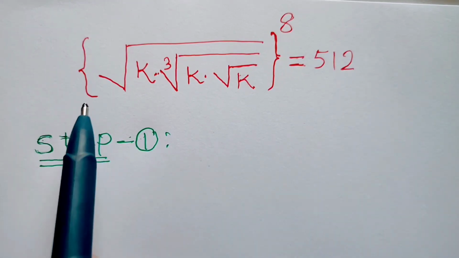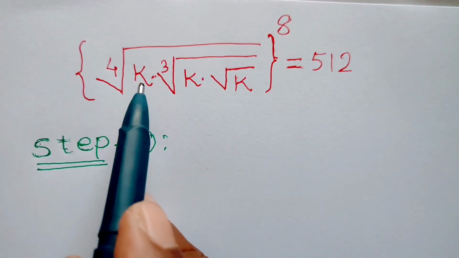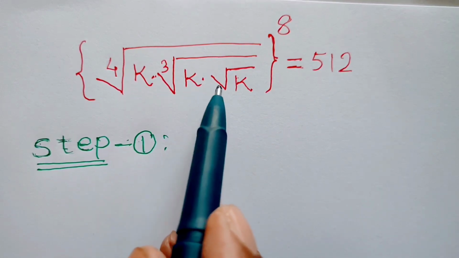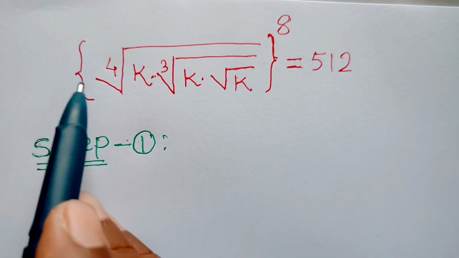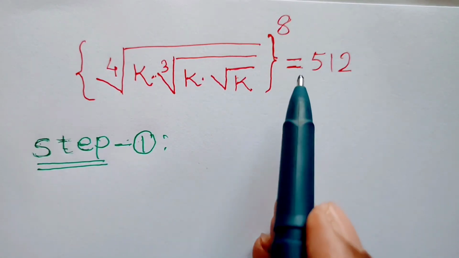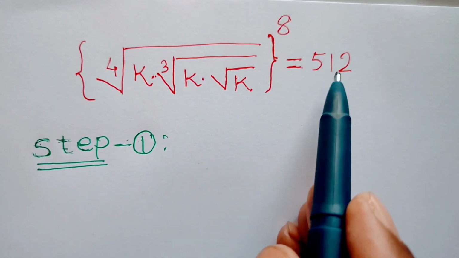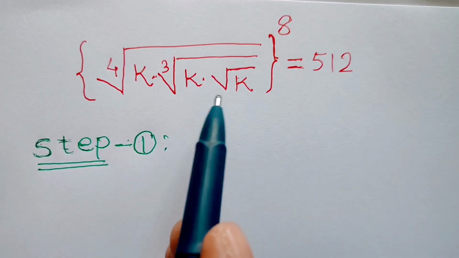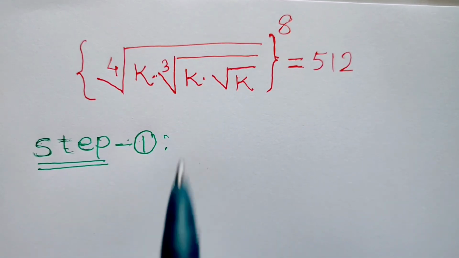Today we have to solve this sum. Fourth root of k into cube root of k into square root of k, bracket close, its power 8 is equal to 512. So step number 1, first of all we have to simplify this left hand side.